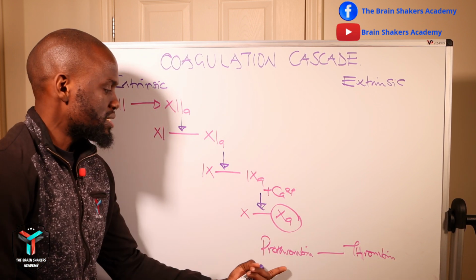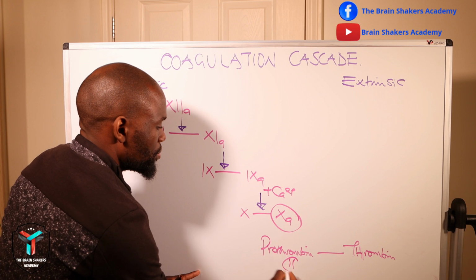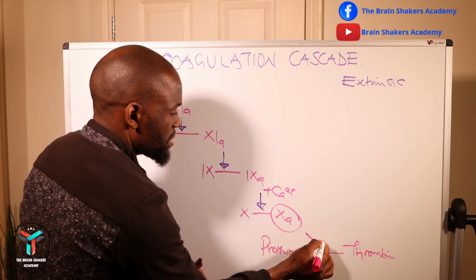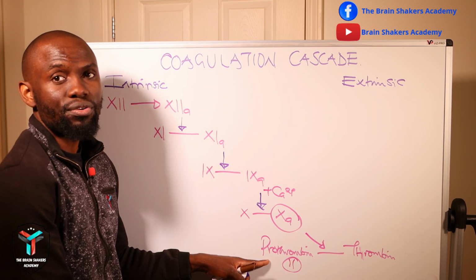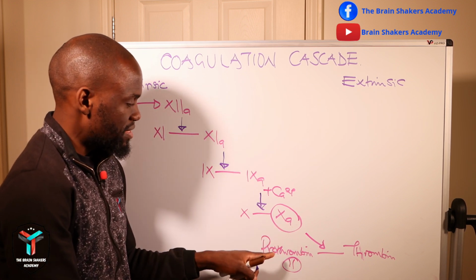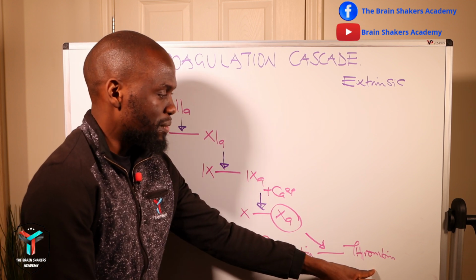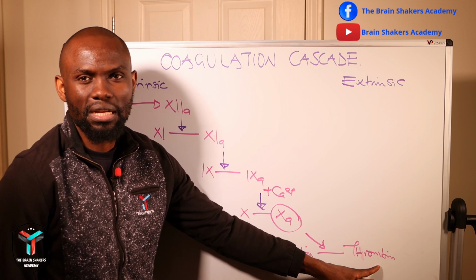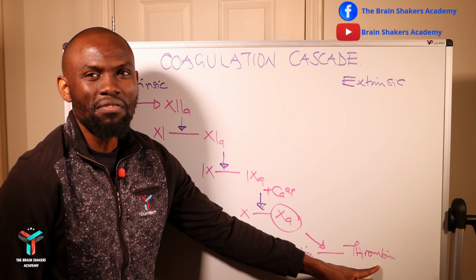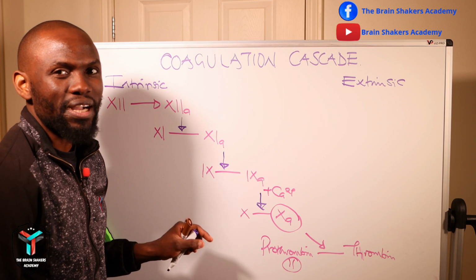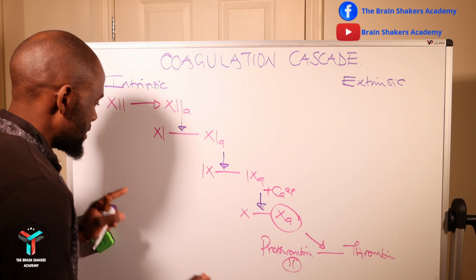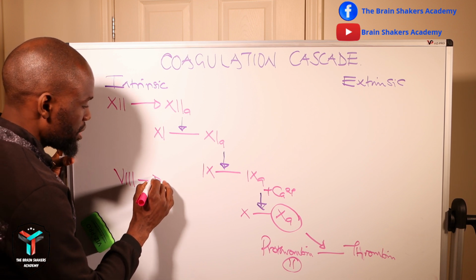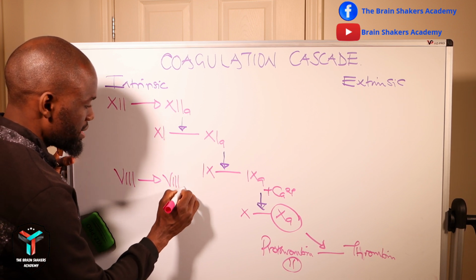Now, prothrombin is just clotting factor 2, okay? So this factor 10A will act on the prothrombin because it's a prothrombin activator. So it converts the prothrombin into thrombin. Now, at the same time that it produces thrombin, thrombin comes in and plays a key role in the conversion of what we call factor 8 into factor 8A. So there's going to be factor 8, which is going to be converted into factor 8A.